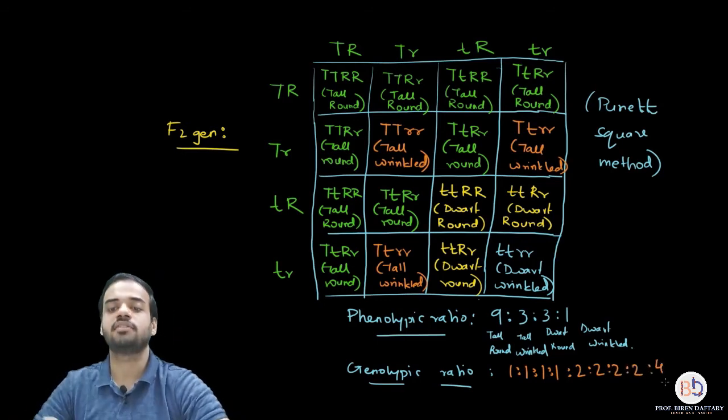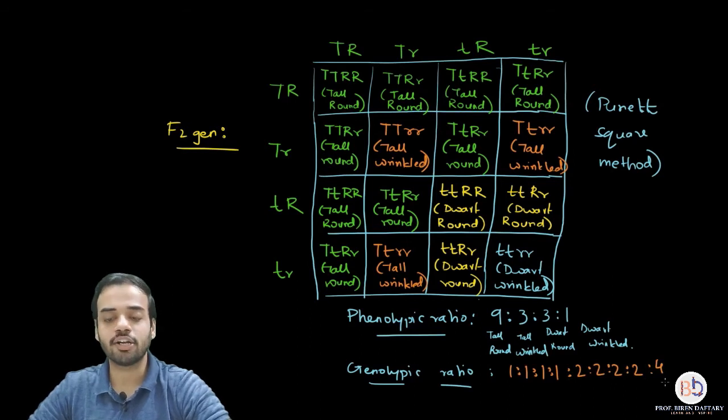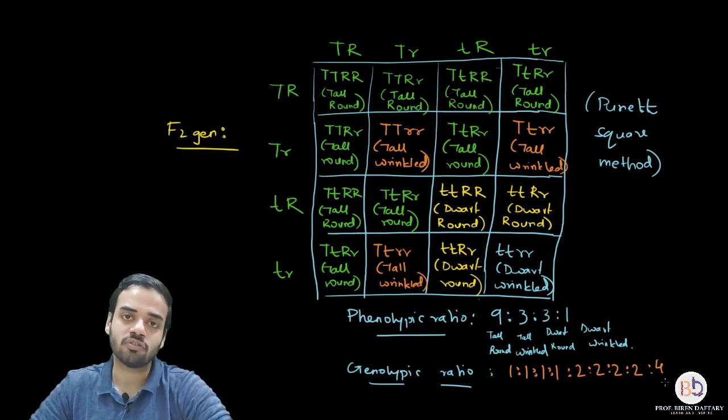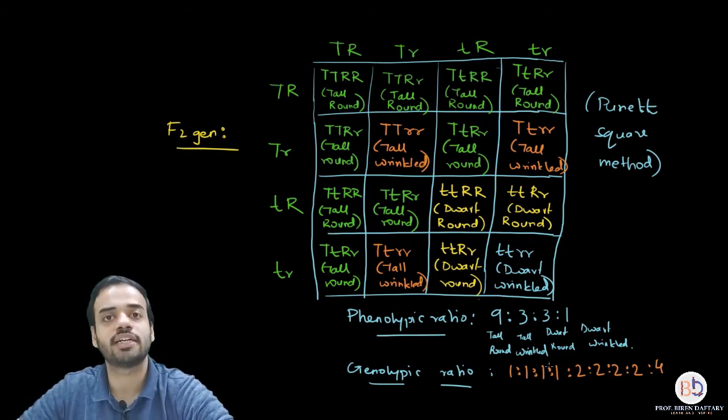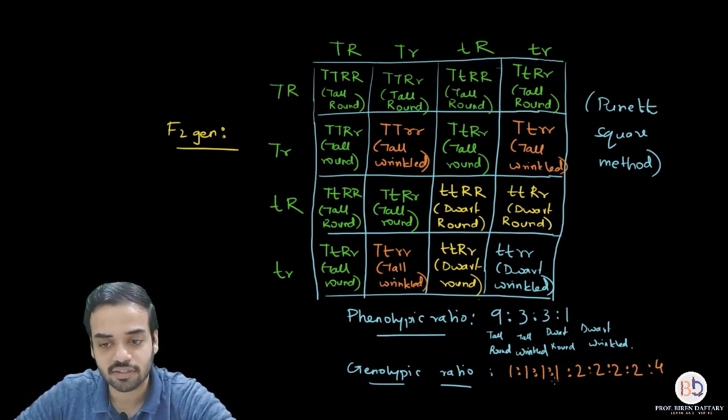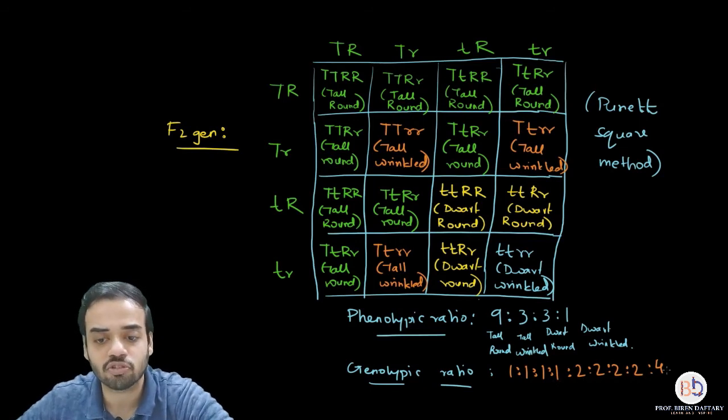1:1:1:2:2:2:2:4. Is this clear? I'm not going to write down which genotype is 1, which is 2. That you can easily find out. Again, when you total this, you should get the number 16. So this makes 4, this makes 8, 4 plus 8, 12, and 4, 16. So this is the thing.